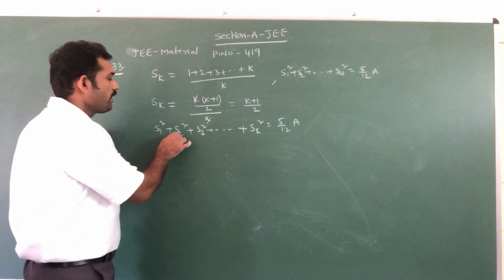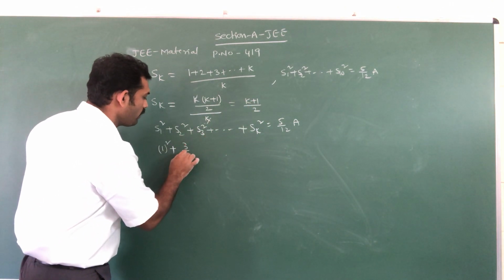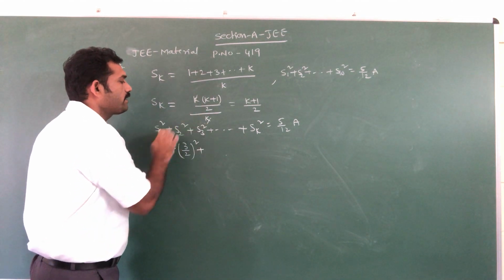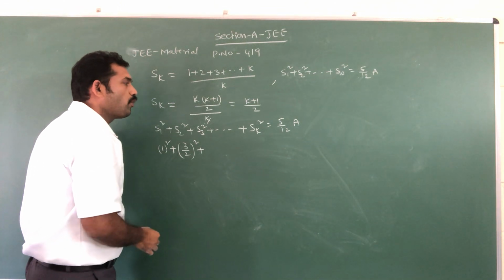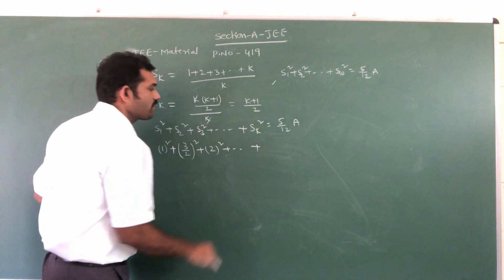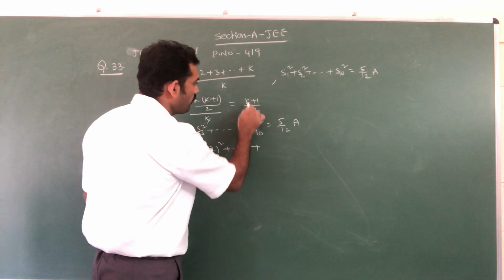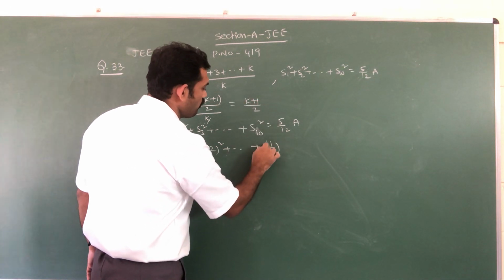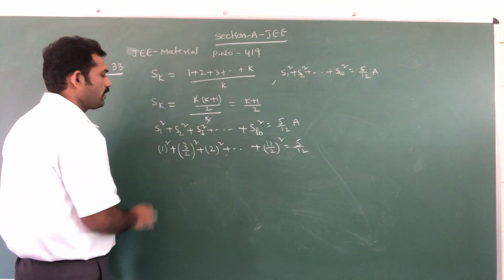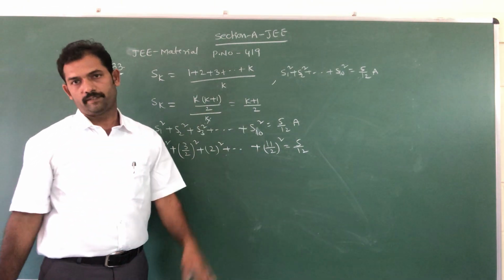The next one is S2. K is equal to 2 substituted, 2 plus 1 means 3 by 2 whole square. Next one is k is equal to 3 substituted, 3 plus 1, 4, 4 by 2 means 2, 2 square. Plus and so on. What is the last term? 10 plus 1 means 11 by 2 whole square, equal to 5 by 12 into A. So k is equal to 1, 2, 3 up to 10 we substituted, we are getting this sequence.